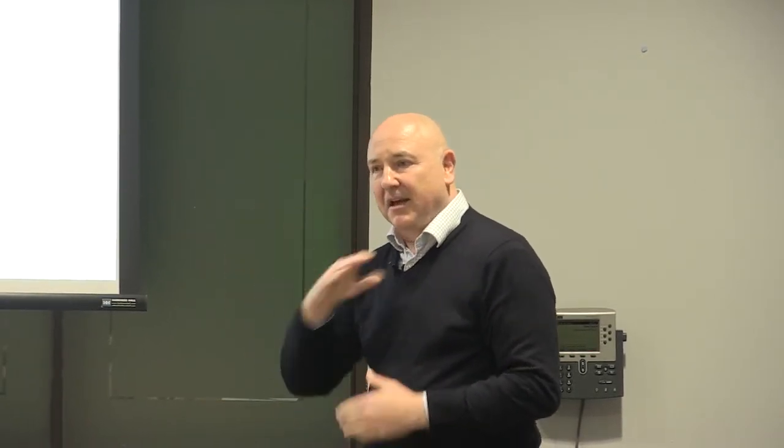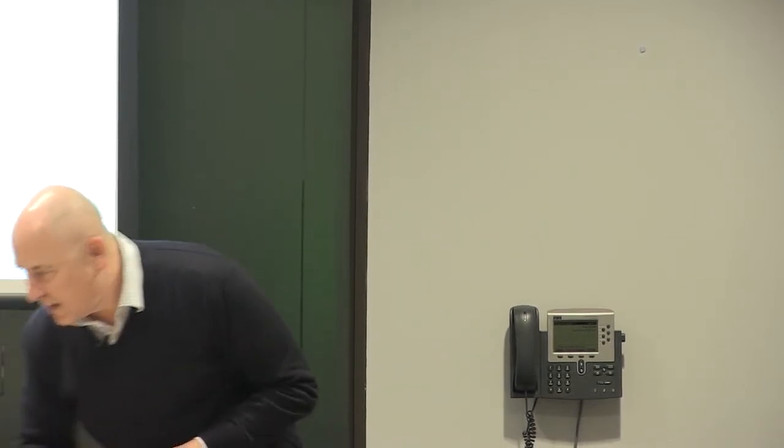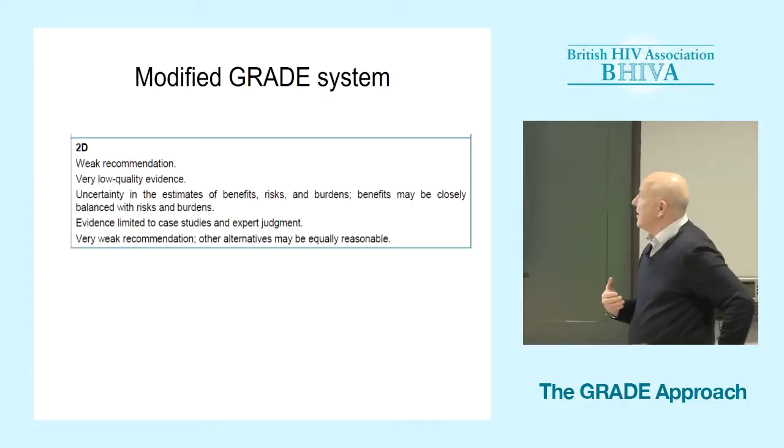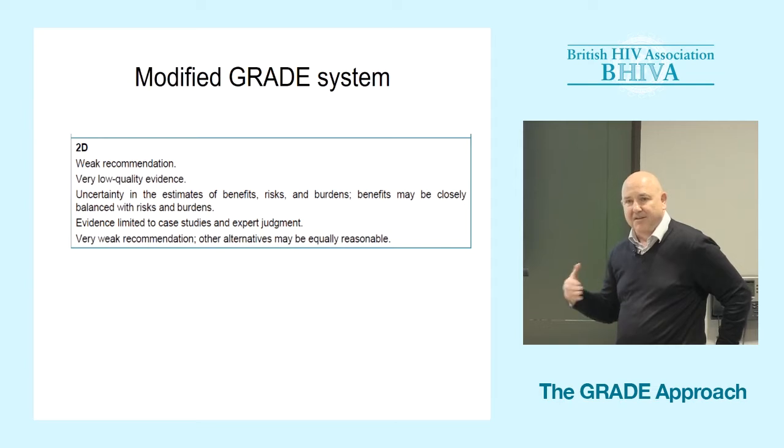Okay, so look at that particular table, because it does give you a sense of where you are when you make recommendations, because you won't have the summary of findings tables for each particular recommendation or intervention you're going to be looking at. So I'm going to go through a formal application of GRADE that we did in the 2012 guidelines, just to tell you how we arrived at our decision.